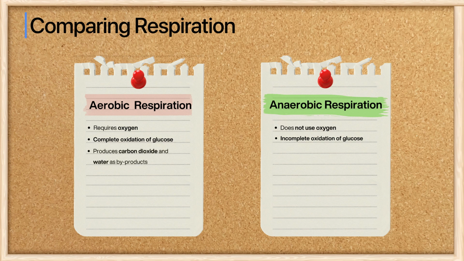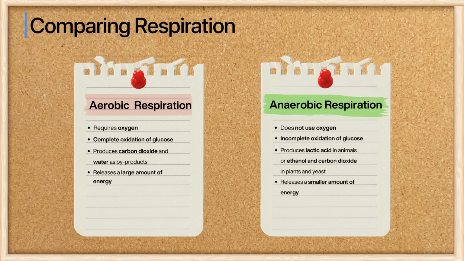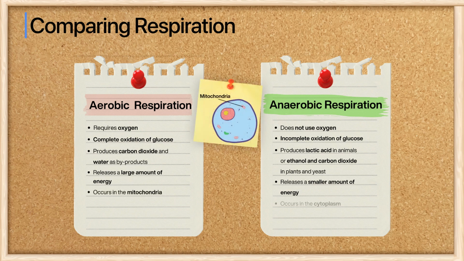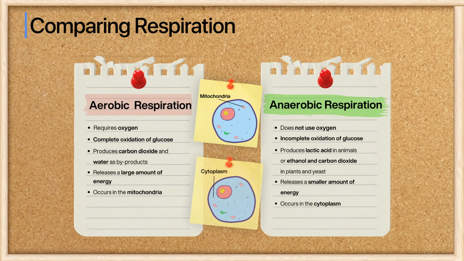Aerobic respiration and anaerobic respiration also have different byproducts. Aerobic respiration produces carbon dioxide and water as byproducts, whilst anaerobic respiration produces lactic acid in animals and carbon dioxide and ethanol in plants or yeast. Furthermore, these processes release different amounts of energy, with aerobic respiration releasing larger amounts of energy than anaerobic respiration. Aerobic and anaerobic respiration also occur in different places within the cell, with aerobic respiration taking place in the mitochondria and anaerobic respiration occurring in the cytoplasm.